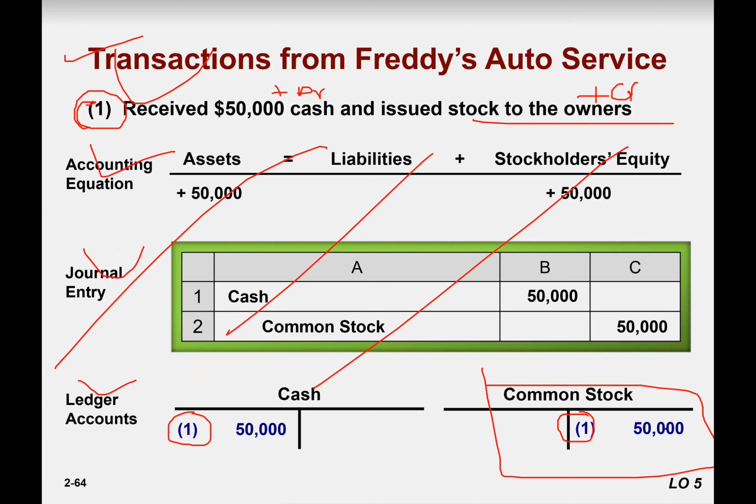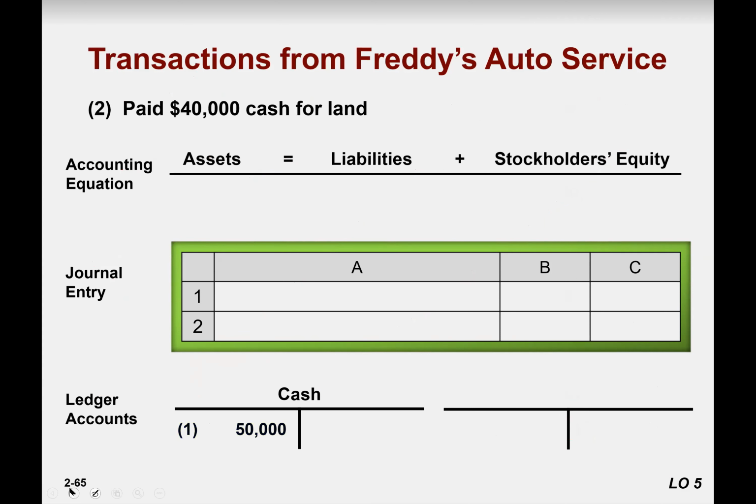50,000 against 1 means it is going to be against 1 entry. So you can just go back to transaction 1. In transaction number 1, you will see that it received 50,000 cash and issued common stock. So this is just how you write it down. Everything is reference based.